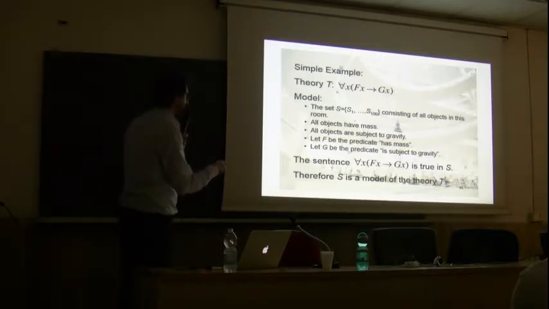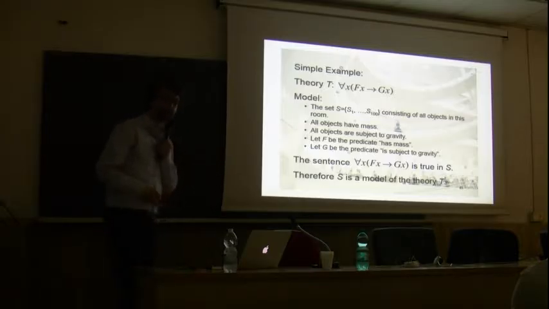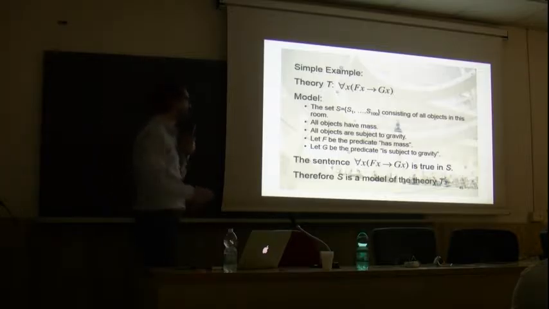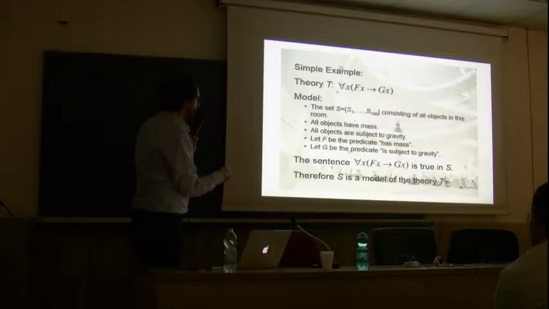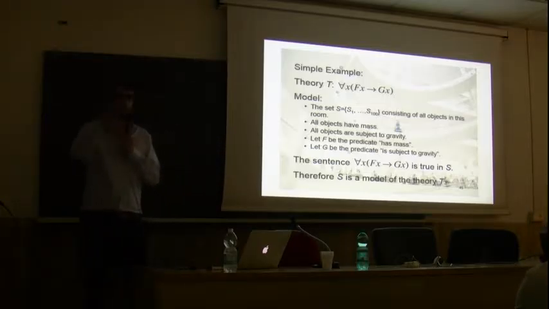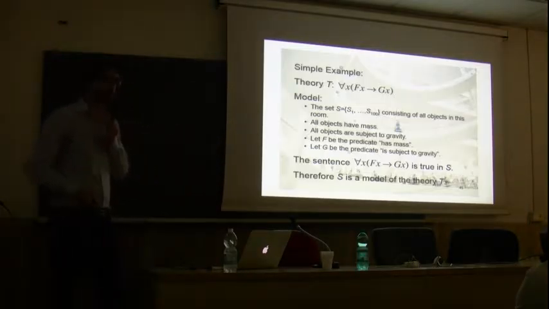All objects are subject to gravity. That's why you're all sitting on your chair and not floating somewhere in the room. And then we say F, as it appears here in the theory, is the predicate has mass. And G, as it appears here as the predicate, is subject to gravity. And then the sentence, for all x, if x has property F, then x has property G, is true in that set because all the objects in the room have the requisite property.